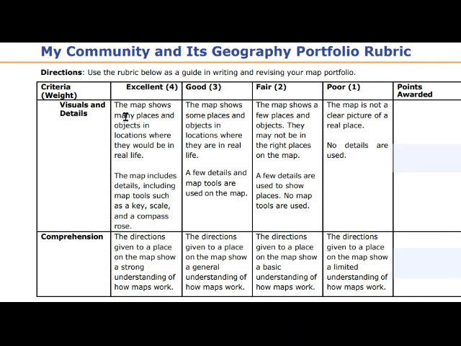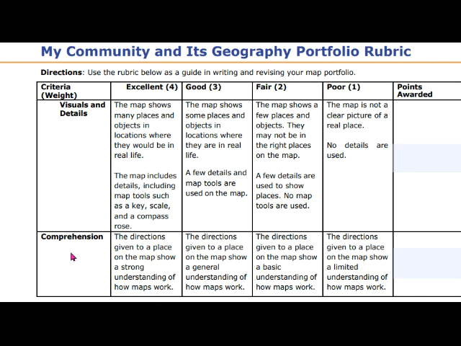So excellent means the map shows many places and objects in locations where they would be in real life. The map includes details, including map tools, such as a key, scale, and a compass rose. So when you're thinking about what else you can add to your map, those are 3 examples of things that you can add.